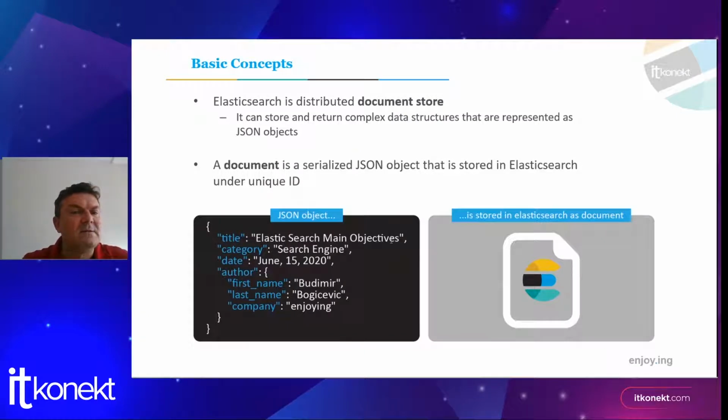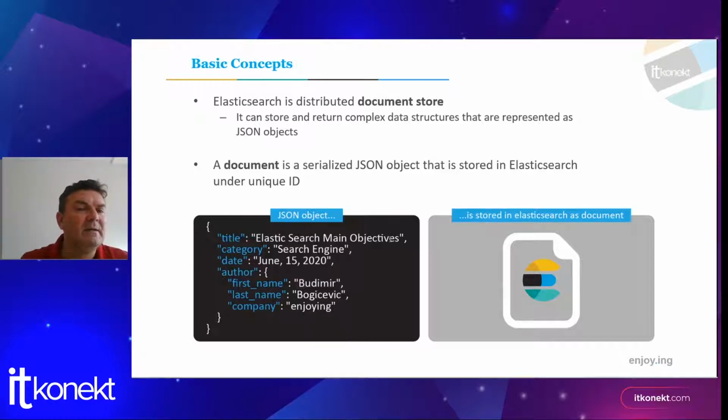Documents are considered the base unit of storage. A document is a serialized JSON object that is stored in Elasticsearch under a unique ID. In the world of relational databases, the document corresponds to a table row and a field corresponds to a table column. A document consists of one or more fields.